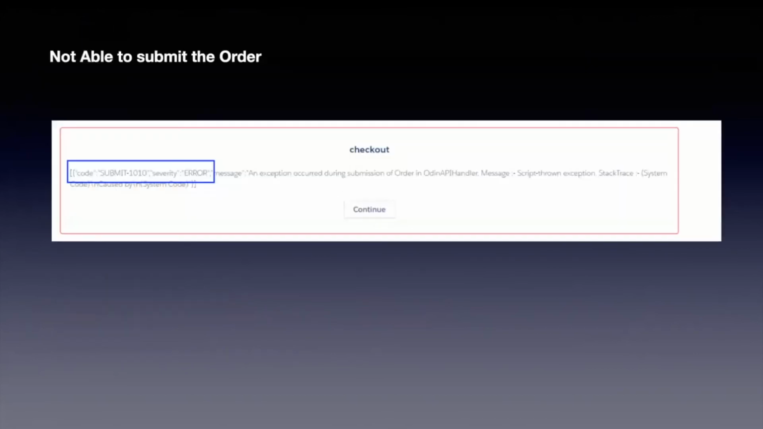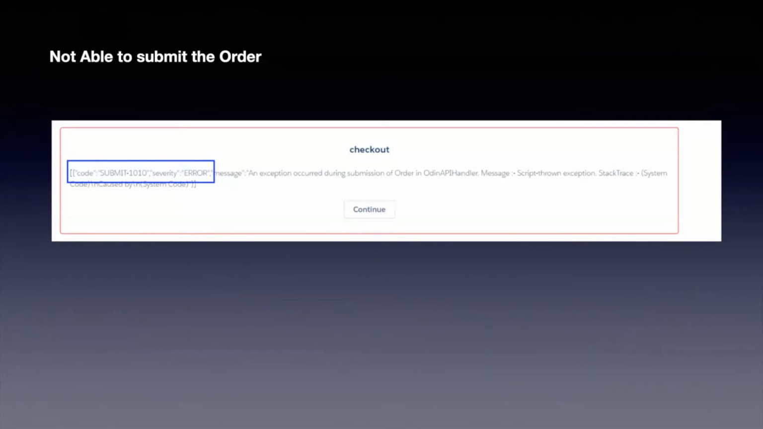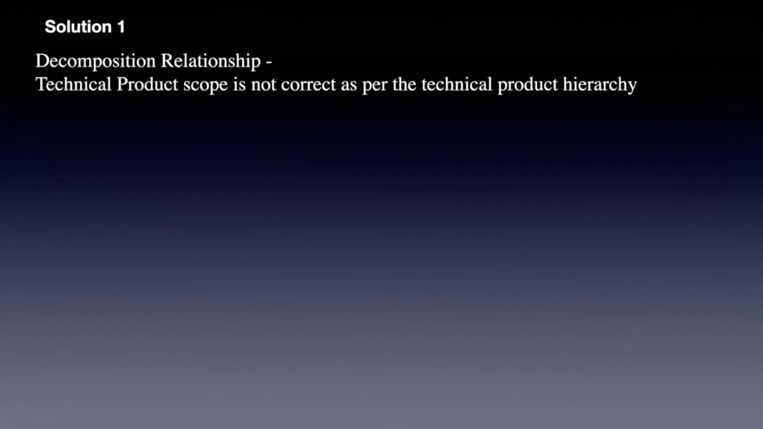Moving on to the next one. This is an issue we sometimes get while submitting the order. This submit 1010 mainly comes if your org has order management involved. The issue is around the decomposition we have set up for one of the commercial products, which is not decomposing into technical products in a proper way, and there's some issue. So what is the solution?